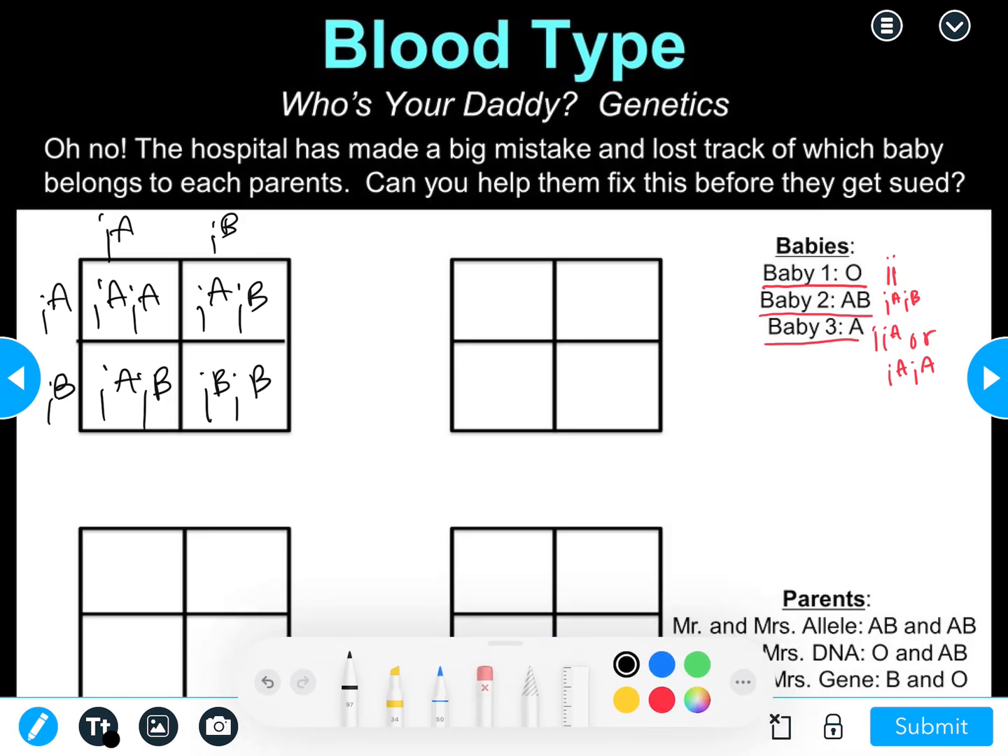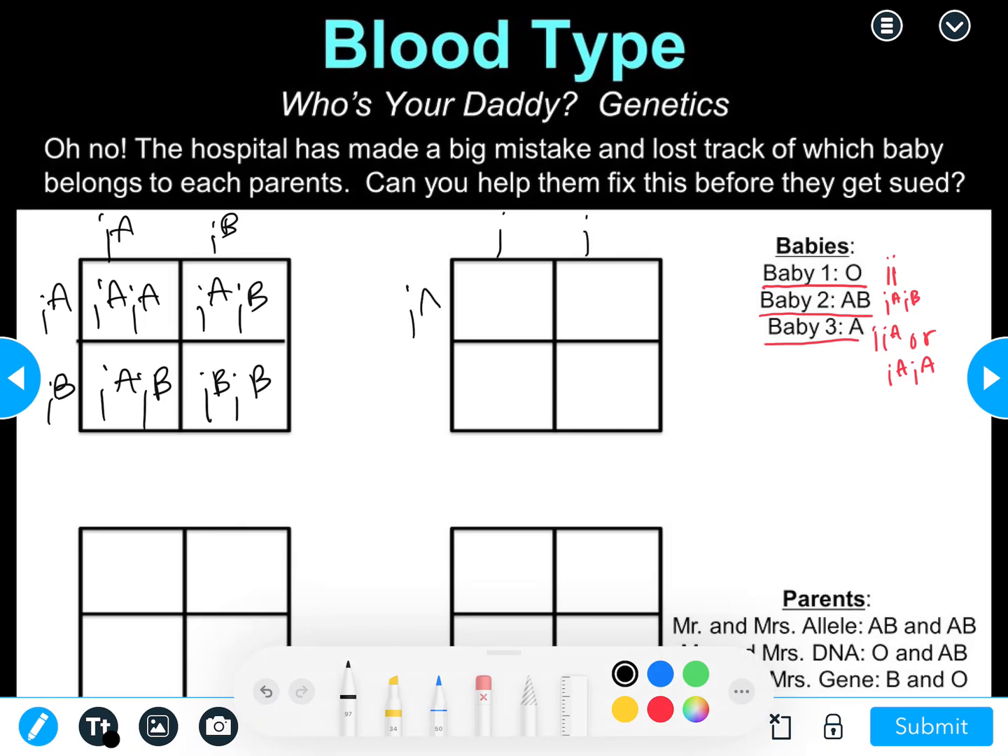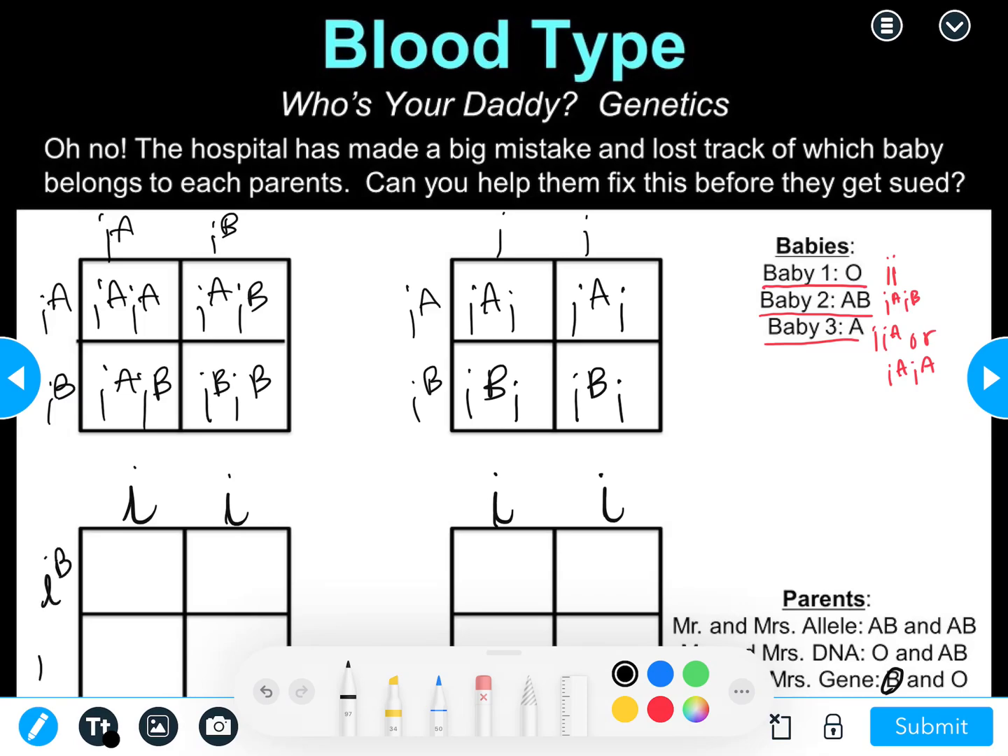Now we have Mr. and Mrs. DNA, which are I times IA, IB. That's the only option they could be. So we cross those. Now we have two Punnett squares for the last two because we don't know if this B right here is homozygous or heterozygous. So we know that the I's are going to be the same for this O parent. But on the B, we're going to have to cross this and then this.